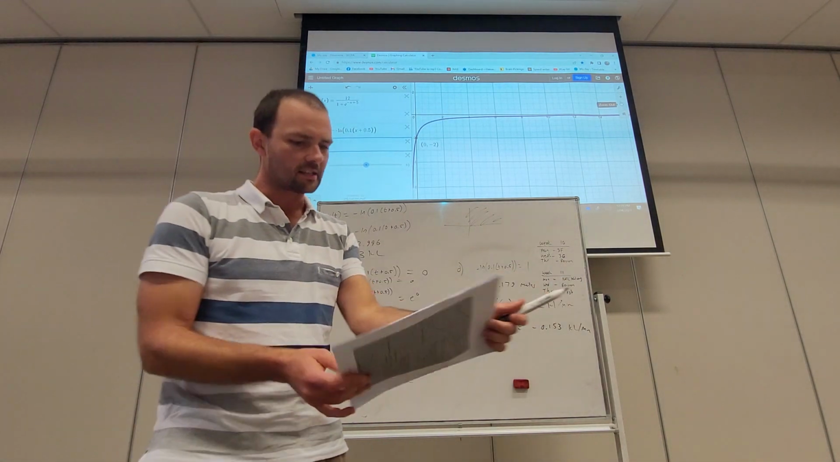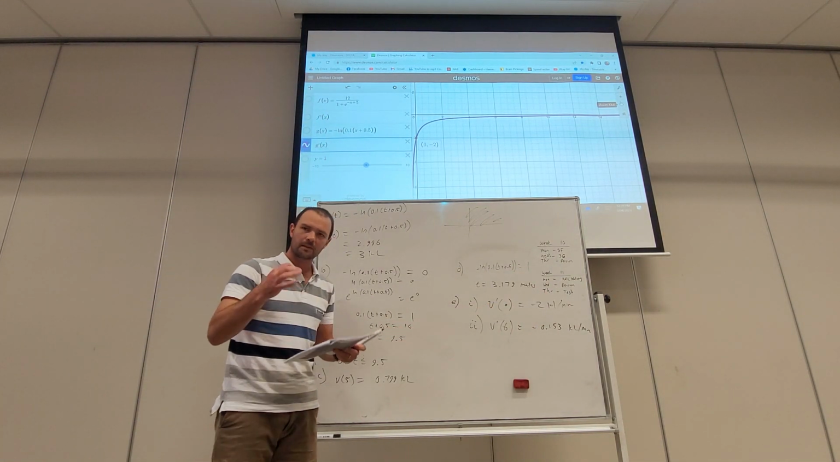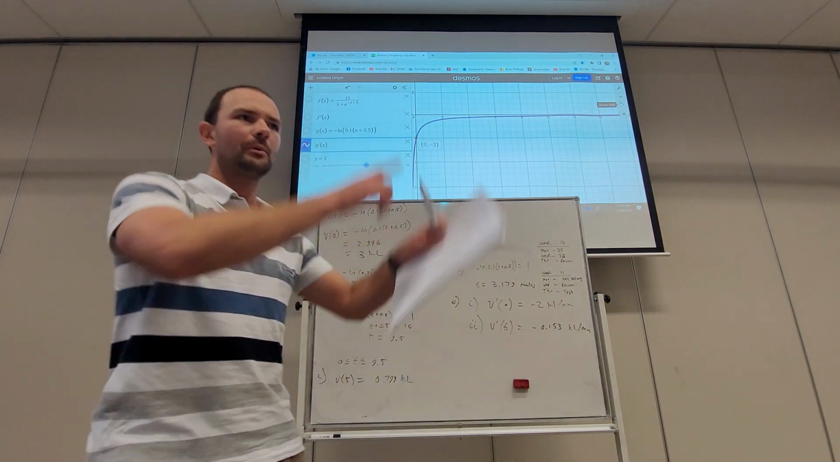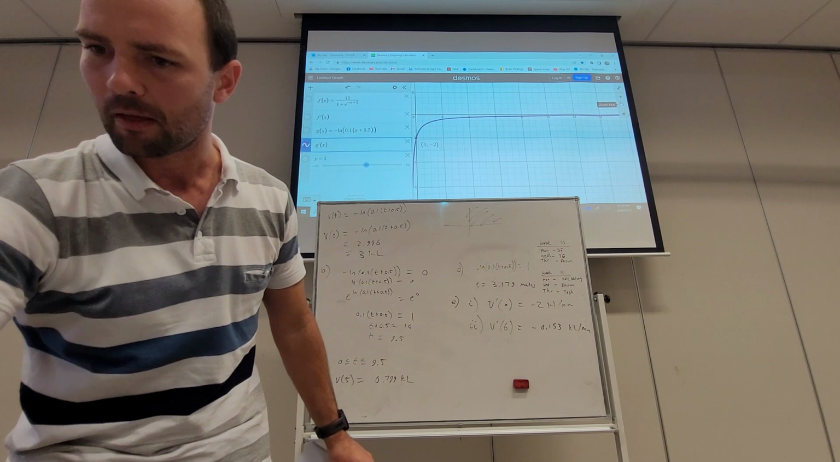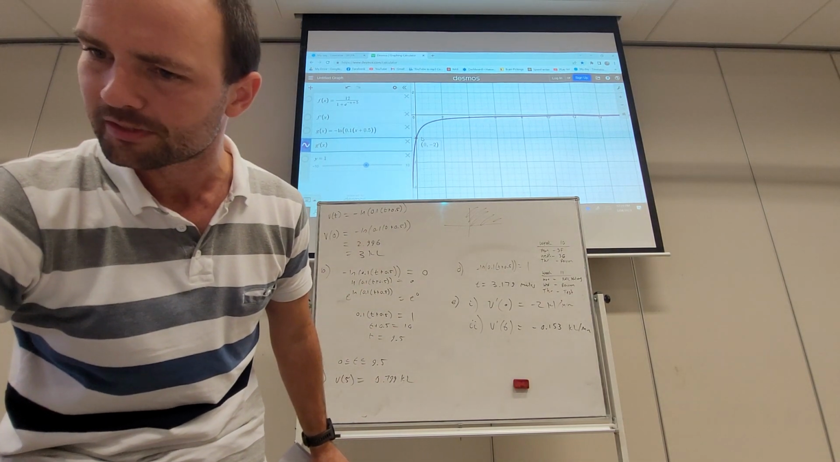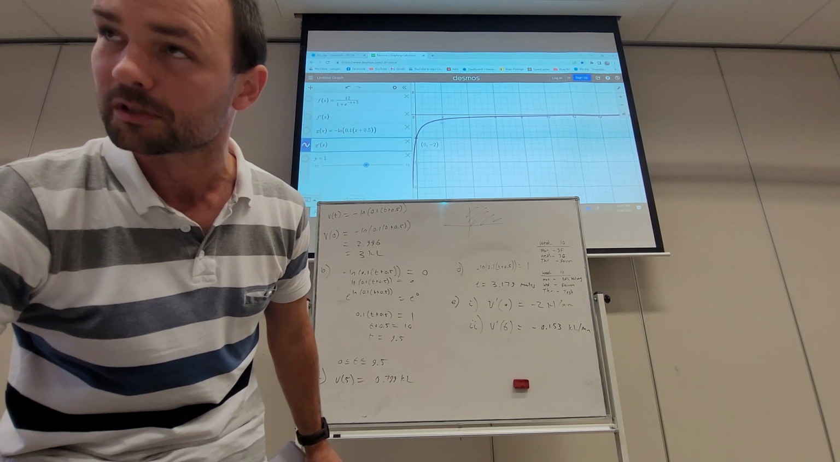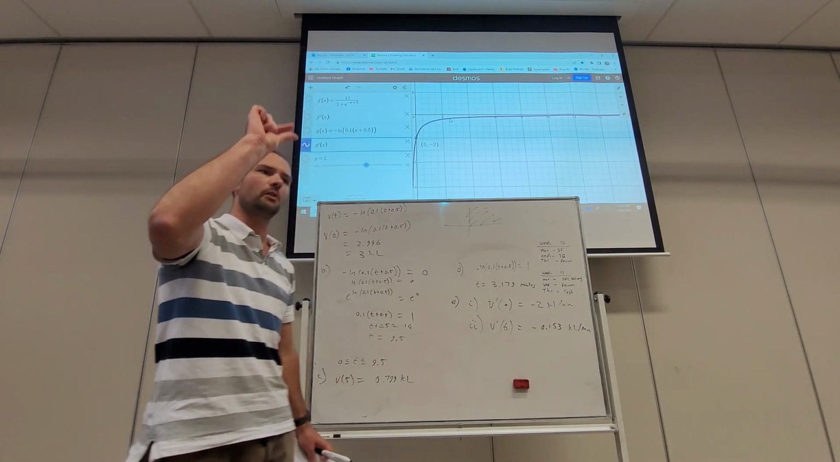So the question asks us, when is water leaving the tank at the highest rate? Well, it's when time is 0. We don't have a local max or a local min here, but this is when it is most negative. All right? Every other value there, the rate is getting smaller and smaller. It's getting closer and closer to 0, right?